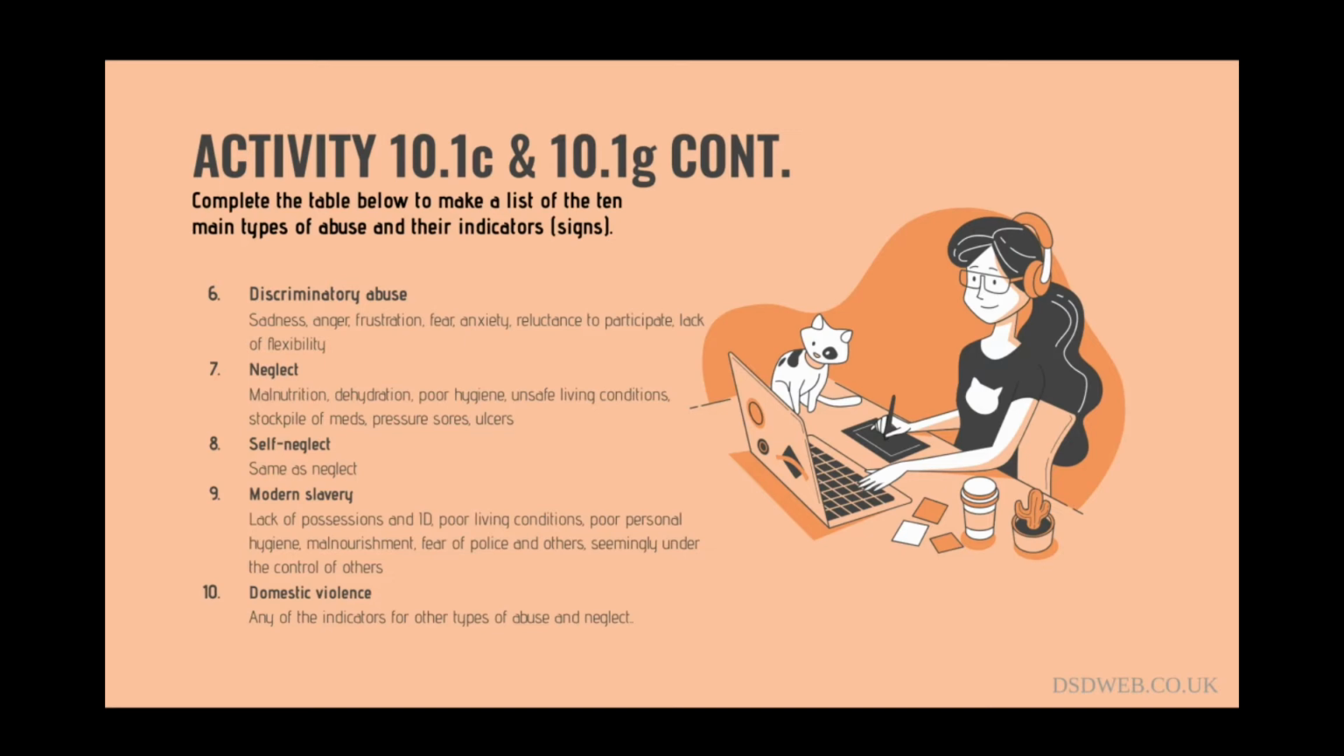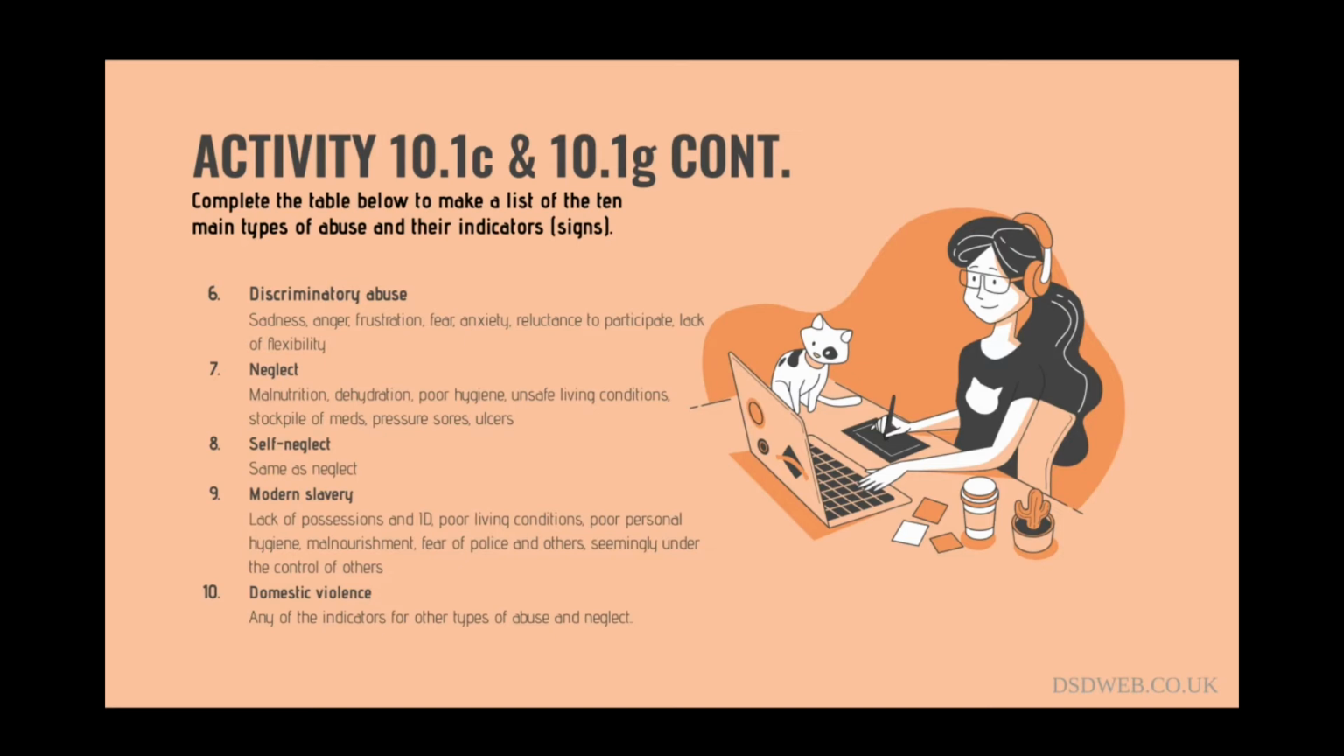As well as signs of physical and emotional abuse, as we discussed previously, indicators of modern slavery also include malnourishment, an unkempt appearance, poor living conditions, suspicion, fear, and avoidance of the police and other people, lack of property and ID, and appearing to be under the control of others.